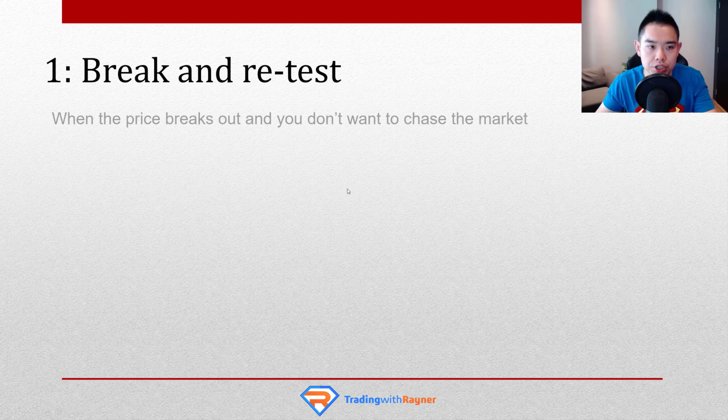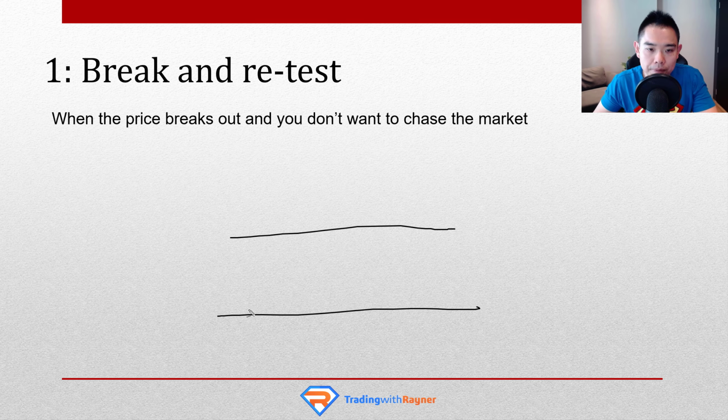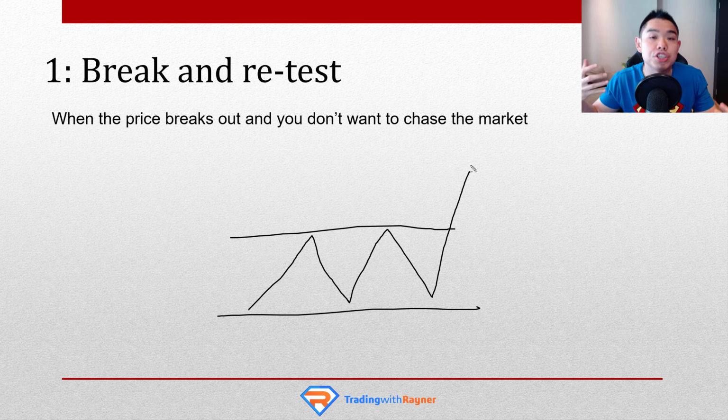So this strategy is used when the price breaks out and you don't want to chase the market. So how do you capture that burst of momentum without chasing the market? It looks something like this. Let's say the market's in a range. Up, down, breakout. And you don't want to buy at this high. So you don't want to chase the market. So how do you trade this setup?